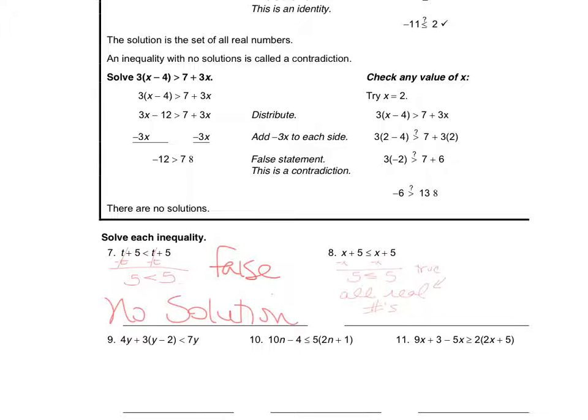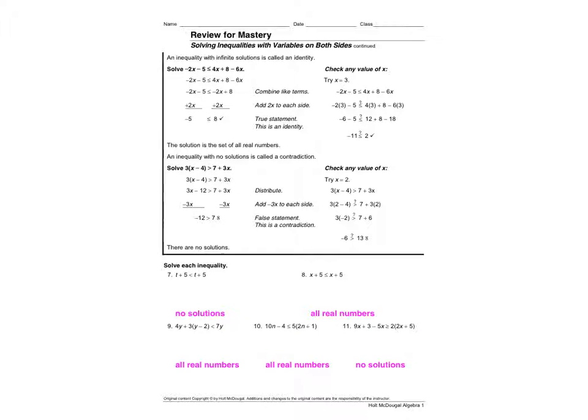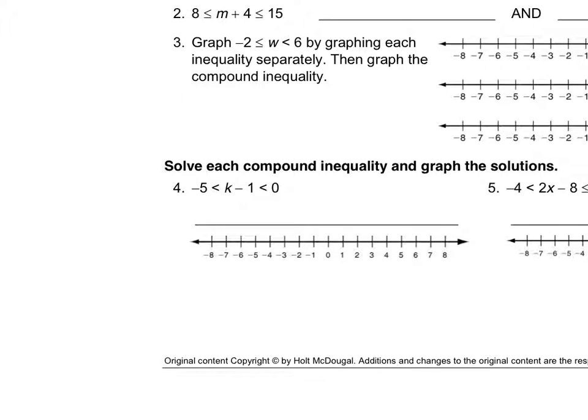So that was 2.5. 2.6 was solving compound inequalities. This is where we were introduced to the and and the or. So again, you're still going to solve it the same. So for example, on number 4 here, -5 less than k minus 1 less than 0.